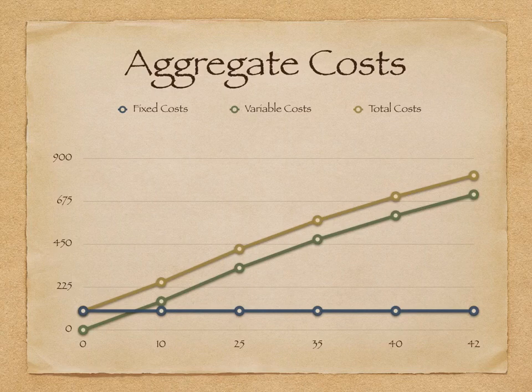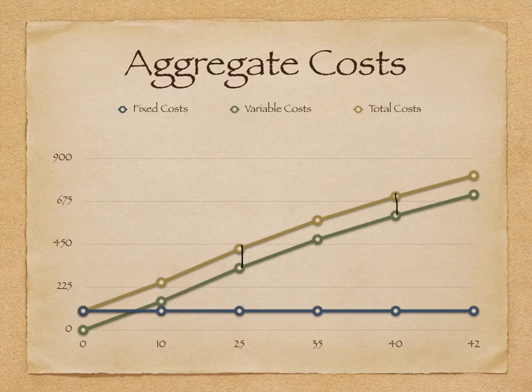The second thing to note here is that if you take any vertical distance between the variable cost and the total cost, we know that the length of both of those lines is going to be equal to $100. Why do we know that? Because fixed costs are what separate variable costs from total cost.